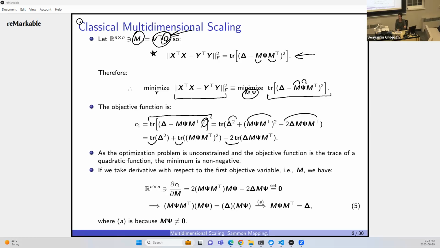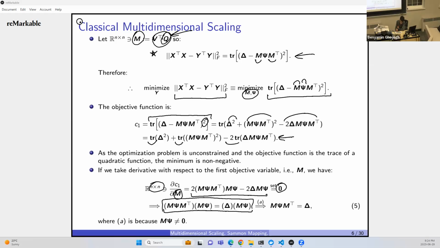Let's take the derivative with respect to the optimization variables and set them to 0, right? So the first optimization variable is M. And M is an n by n matrix. Therefore, the derivative is n by n. If you take the derivative of this with respect to M, it becomes this. Set it to the 0 matrix. Rearrange the terms. It will become this.